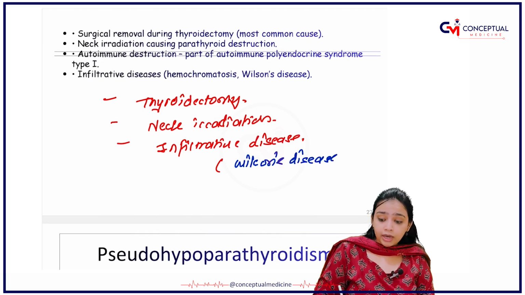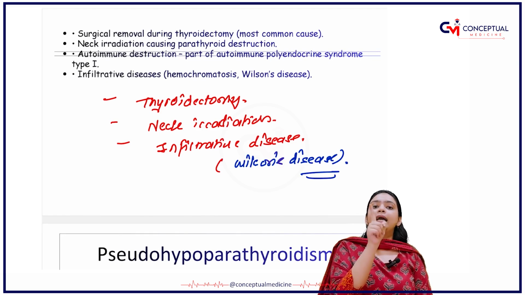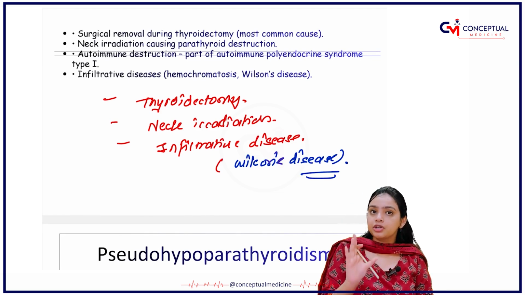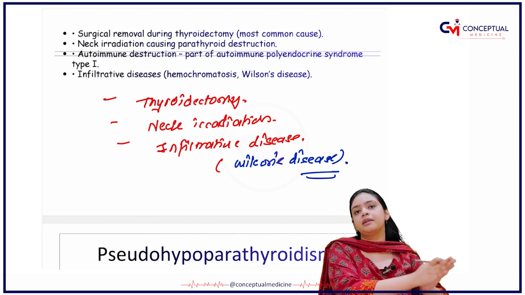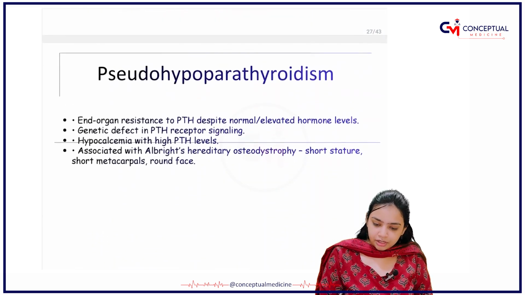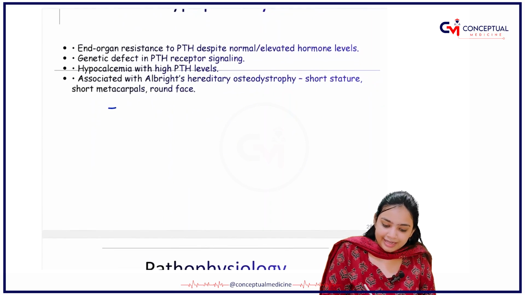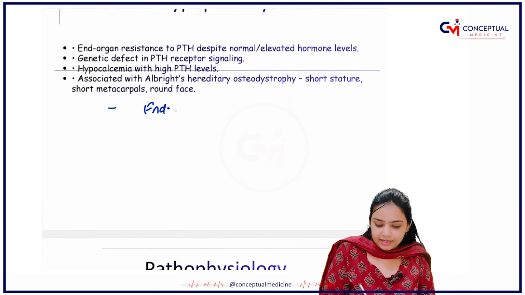I will not tell you again and again. Just go and revise the renal section. There I have mentioned the Wilson disease. Just go there and watch that part. Next you have pseudohypoparathyroidism. What happens over here is there is end organ resistance.